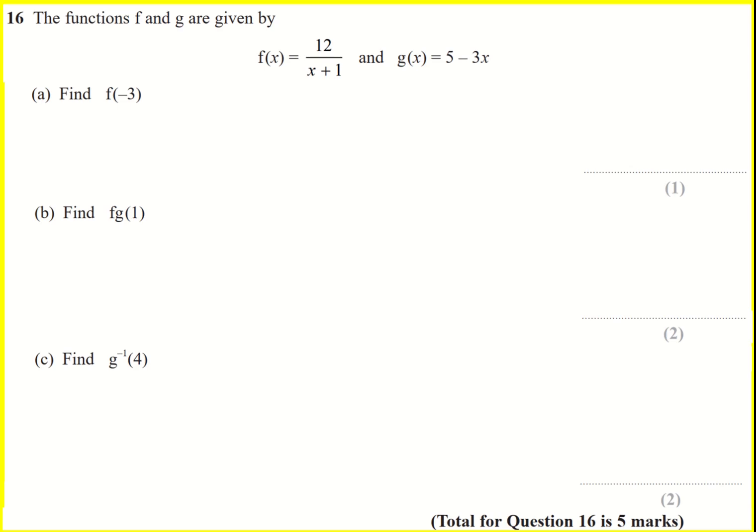Given a couple of functions, first up we're asked to find f of minus 3. Now all this means is that we replace this x by minus 3, and hence this x by minus 3. It's going to be 12 over minus 3 plus 1. That ends up being 12 over minus 2, which becomes minus 6, and we're there.